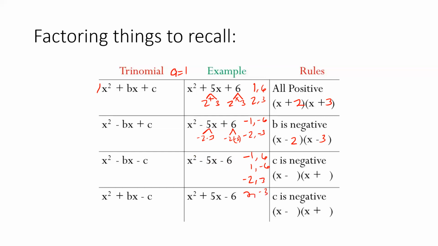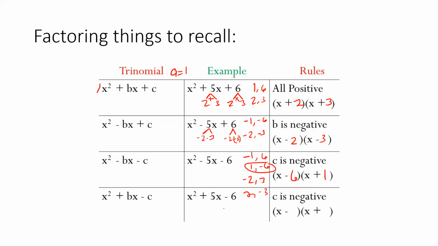So negative 1 and 6 makes negative 6. Negative 1 plus 6 does not make negative 5. 1 and negative 6 makes negative 6. 1 minus 6 makes negative 5. So our winner is 1 and negative 6. So we have x minus 6 and x plus 1.